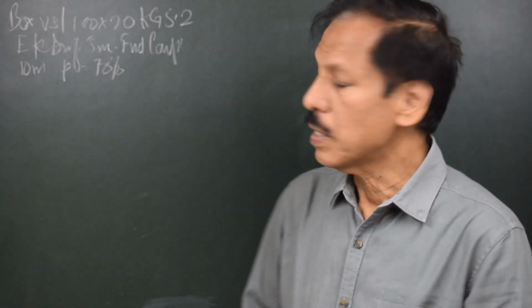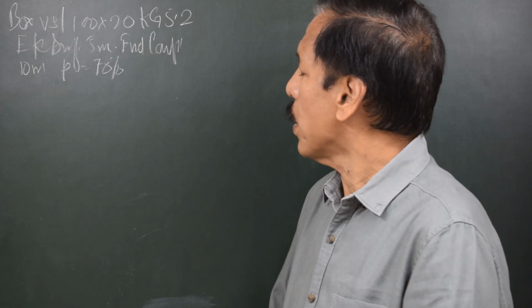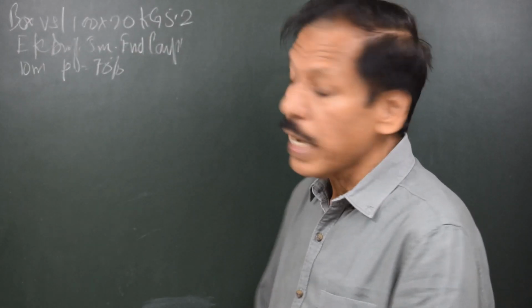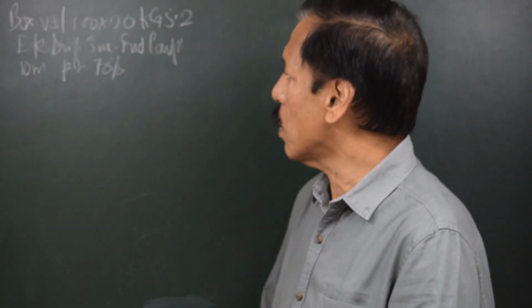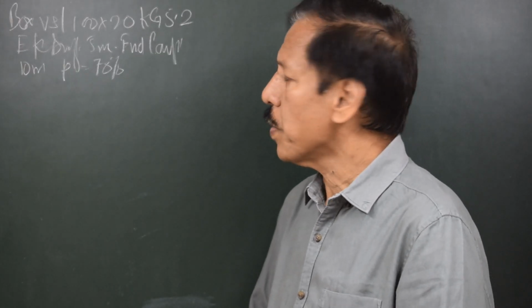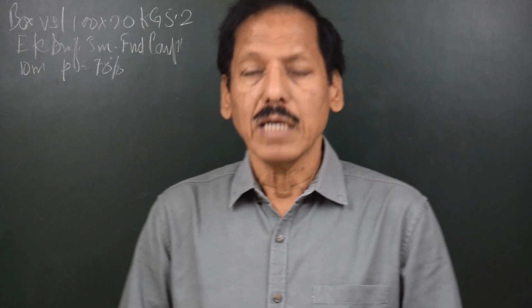This is a box vessel, 100 meters long, 20 meters in breadth. It has a KG of 5.2 meters. It floats on an even keel draft of 5 meters. Now there is an end compartment, let us say it is a forward end compartment, 10 meters in length.